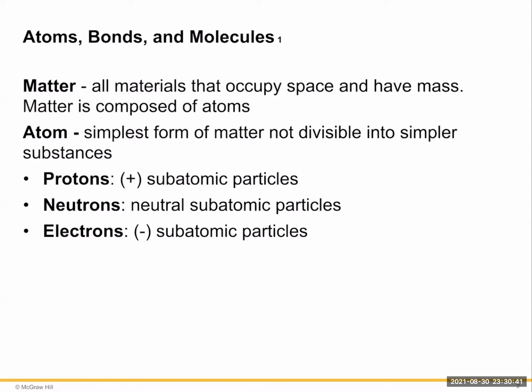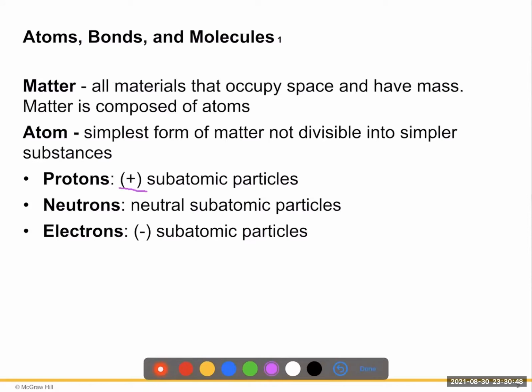Now, what makes up an atom is protons, neutrons, and electrons. Protons have a positive charge. Neutrons have a neutral charge. Electrons have a negative charge. And they're all subatomic particles.